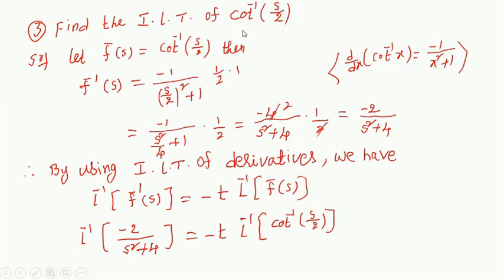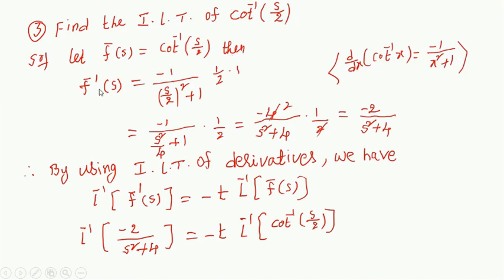So to find the inverse Laplace transform of an inverse trigonometric function, we have to use the inverse Laplace transform of derivatives property. Whatever procedure we followed for the first and second problems, the same procedure we can follow for this function also. We take the given function as f bar of s and find its derivative, and then apply the inverse Laplace transform of derivatives property. First I am taking the given function as f bar of s. Let f bar of s is equal to cot inverse s by 2. Then differentiate f bar of s with respect to s.